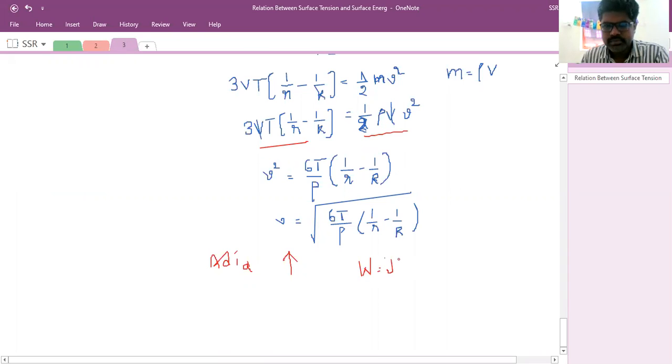W is equal to JQ, heat energy, where J is the mechanical equivalent of heat, in joules, and Q is equal to m s delta theta, the rise in temperature. So from this you can calculate the rise in temperature. W is equal to J m s delta theta, where s is the specific heat capacity of the droplet. So J m s delta theta should be equal to 3VT into (1/r minus 1/R).